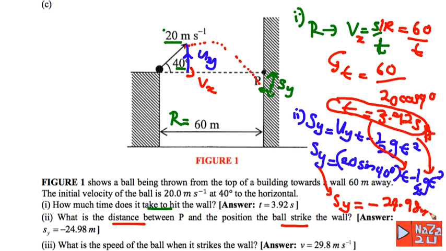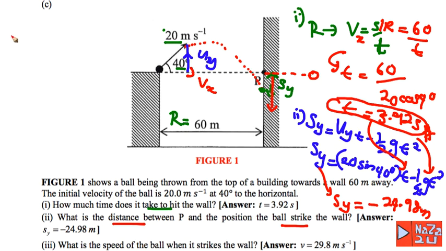So the final answer for sy is equal to negative 24.98 meters. This is a distance, and because the direction of the ball is downward, we have a negative. The distance is 24.98 from the position here. Let's say this is 0 and the direction is downward, so we have a negative value.